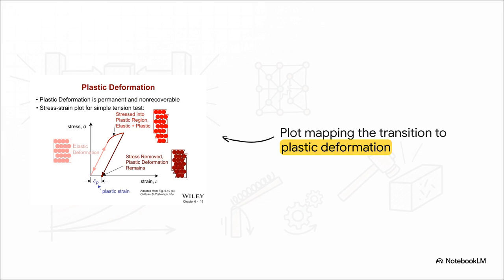But eventually, the curve yields. It bends over into a nonlinear path. If you were to release the stress while you're up in that curved upper region, the material unloads parallel to the elastic line. But notice it doesn't return to zero on the strain axis. That gap sitting at the bottom, that is your permanent plastic strain.